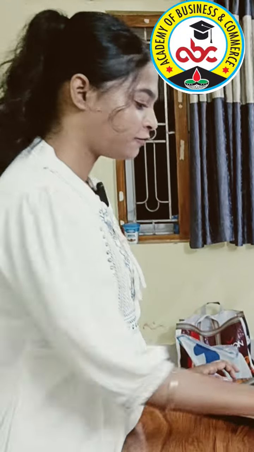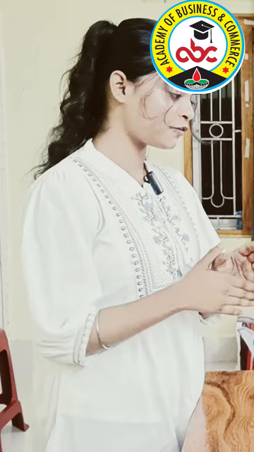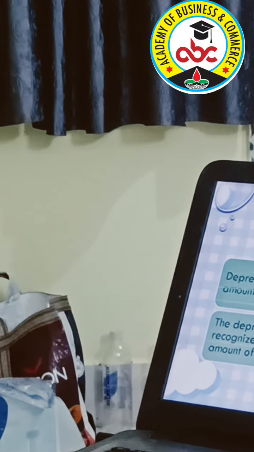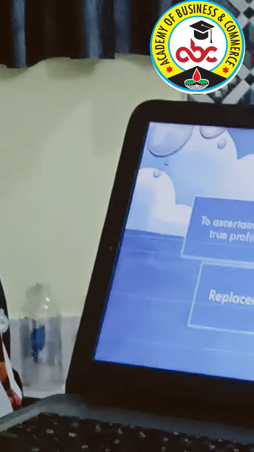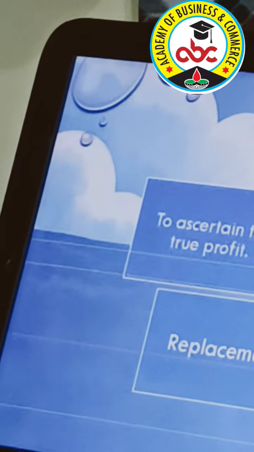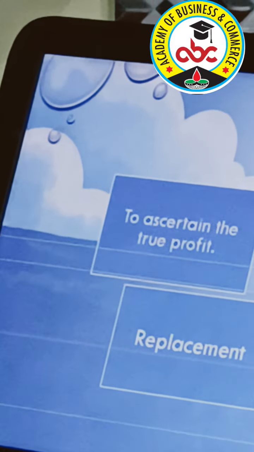Then comes the meaning of depreciation. Depreciation is a systematic allocation of the depreciable amount of a fixed asset over its useful life. The depreciation charge for every period should be recognized in the income statement unless it is included in the carrying amount of any other assets. Now comes the objectives of depreciation. The objectives are to ascertain the true profit, presentation of financial position, replacement, and no distribution of divisible profit.